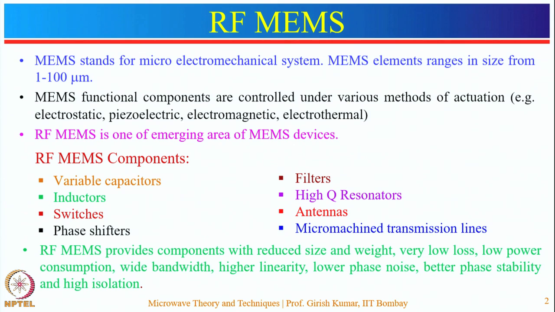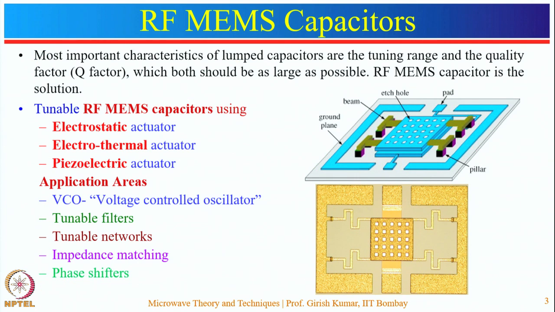Now, these RF MEMS devices provide components with reduced size and weight. They provide very low losses with low power consumption over a wide bandwidth. They provide high linearity with low phase noise and better phase stability with very high isolation. Now, I would like to talk about the various microwave components which are made using the RF MEMS technology. So, the first component is the RF MEMS capacitor.